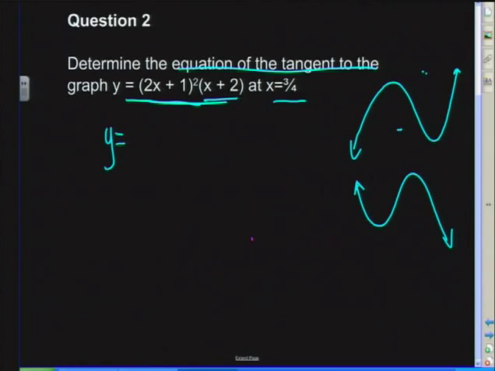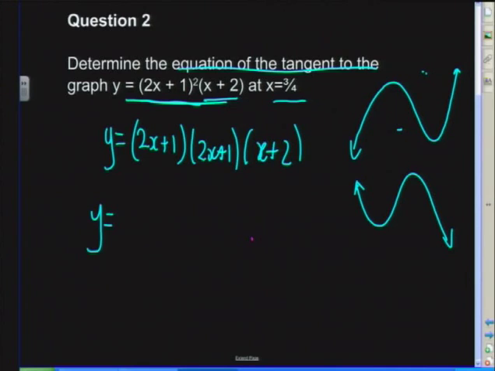So what I'm going to do is I'm going to expand this expression, and I'm going to get something that's cubic. So remember, (2x plus 1) squared just means (2x plus 1) times (2x plus 1), and then times (x plus 2). We have to expand it, okay? There's no short way about it. You've got to expand your equation before we can do anything. So (2x plus 1) squared is going to give me 4x squared plus 4x plus 1. And then I'm going to times that by the binomial x plus 2.